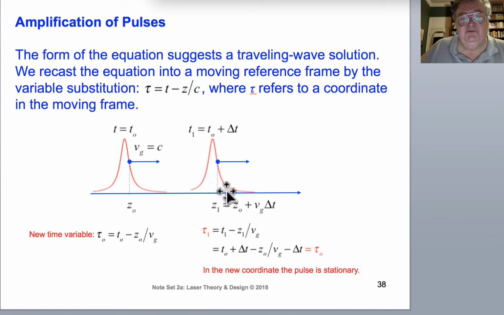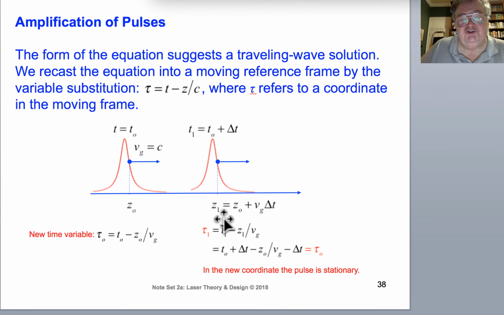What's going to happen to z? Z is going to go from z0 to, how much bigger is it going to be? Well, it propagates with v sub g times delta t, right? So this is the new value of z. Right? What is tau here? At this position z0, I'll call it tau 0, is t0 minus z0 over v sub g.